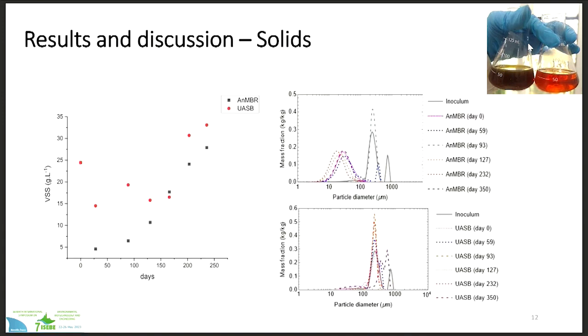About the sludge, in the first graph, the solids concentration is presented in each phase. The USB had high solids concentrations, while the anaerobic membrane reactor had a large decay in the beginning and then a gradual increase during the operation. The particle size distribution analysis shows that the USB maintained the size of its granules during the whole operation, but the anaerobic membrane reactor had its granules completely degranulated, which did not affect its performance.